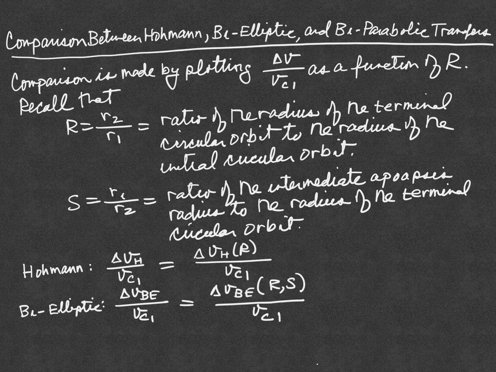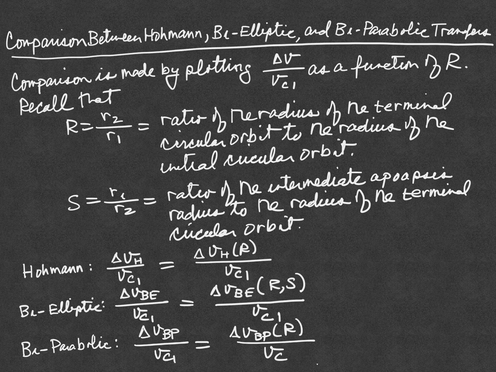And then finally, for the biparabolic transfer, delta V biparabolic divided by VC1 is a function, again, of R, and it's not a function of S because S is infinity in that particular case. So here's what these transfers look like when we look at all the delta V's possible in this space.